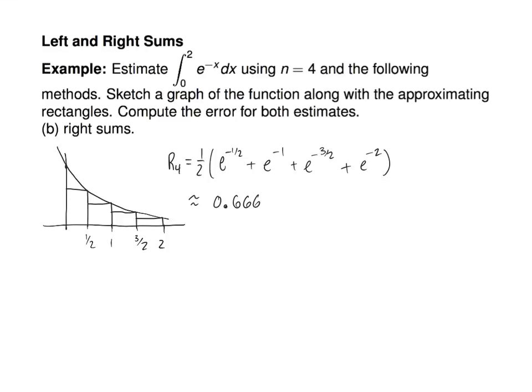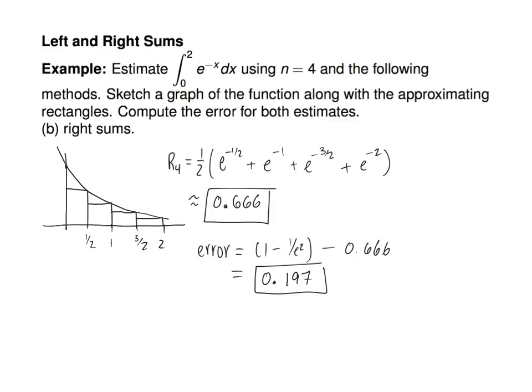That's a very large difference. It is a really big difference, yes. And the error, as your book defines it, will be 1 minus 1 over e squared. The exact thing is not different from last time, right? That didn't change. Minus this 0.666, which is 0.197.